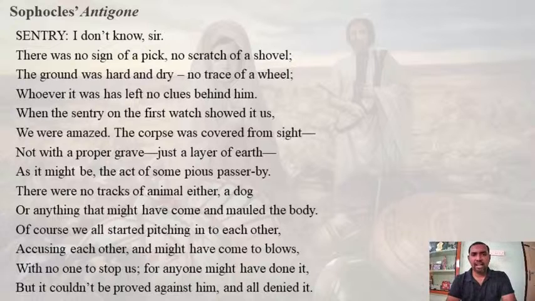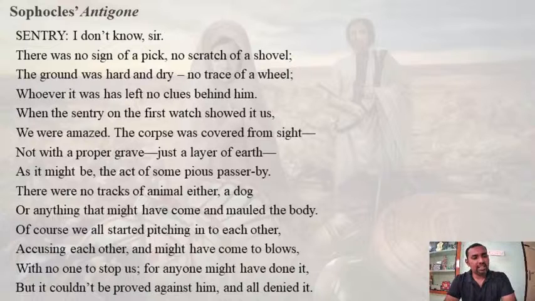So it could have been the act of someone who just passed by the spot where Polynices lay dead. There were no tracks of an animal either, a dog or anything that might have come and mauled the body. Mauled means to eat by tearing and scratching. You know how a dog eats food, or an animal eats its food, especially a dead animal. So anything that might have come and mauled the body.